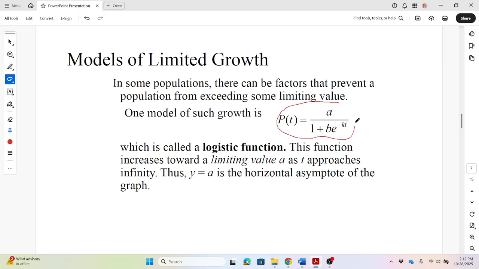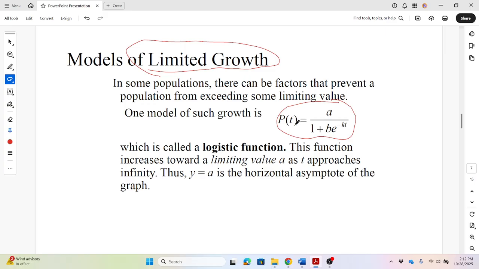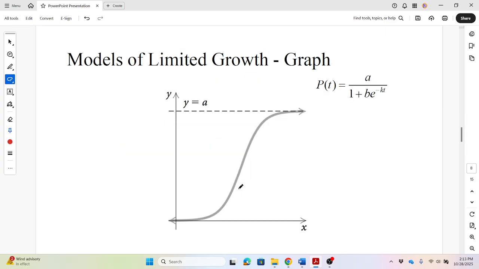This model here represents limited growth. When you plot the graph of this function, it shows the limitation using a horizontal asymptote. If time is infinite, the graph approaches y equals a. The name of this function is the logistic function.